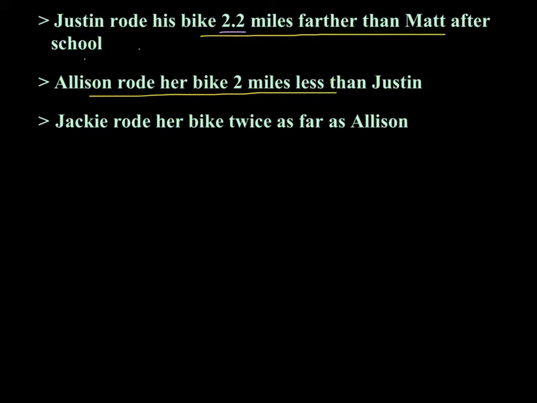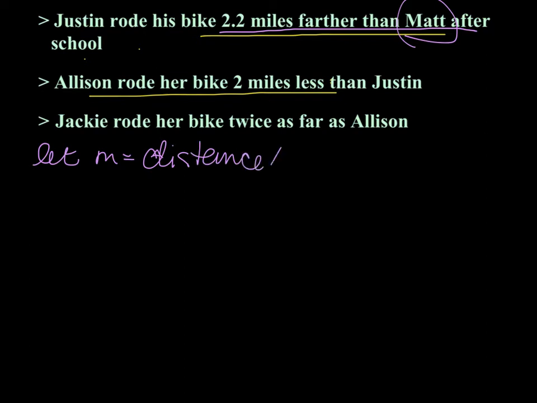We've got Justin rode his bike 2.2 miles farther than Matt after school. So the first thing we don't know is how far Matt went. So that's going to be our first let statement. Let M equal the distance Matt rode his bike. Now I have noticed that on some of your warm-ups you're not being specific enough. It's very, very important that in these descriptions we're as descriptive as possible. So it's not just a distance. We can't say let M equal Matt. That doesn't make any sense. Let M equal the distance Matt rode his bike.